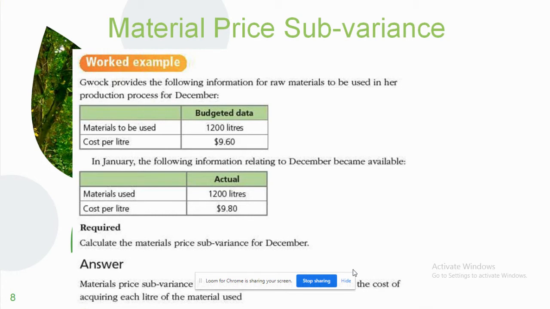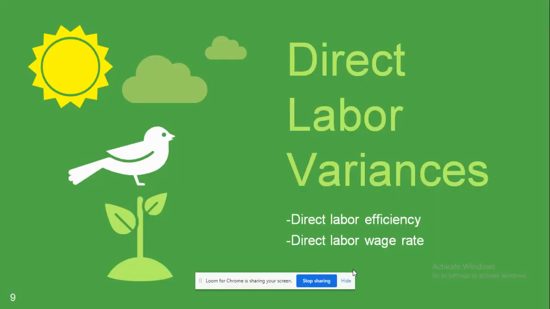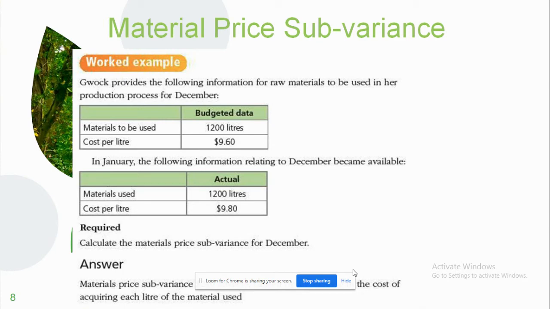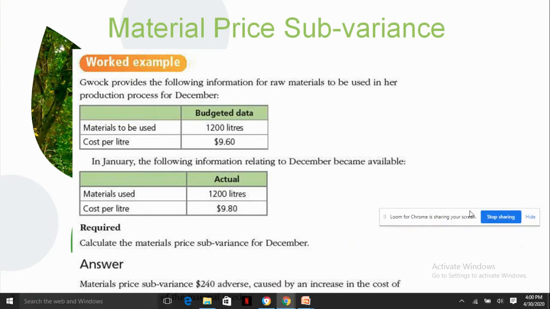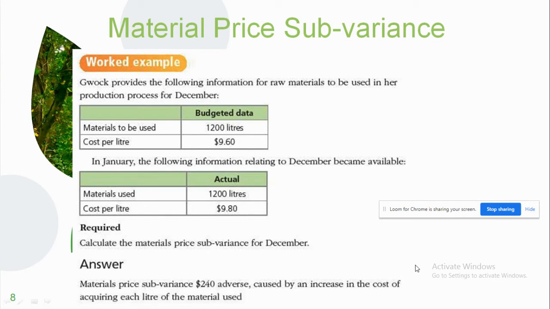That means that $0.2 was spent more than budgeted for. In this case, the answer will be 0.2 times 1,200. 0.2 times 1,200 will give us 240 adverse, caused by an increase in the cost of the material used.